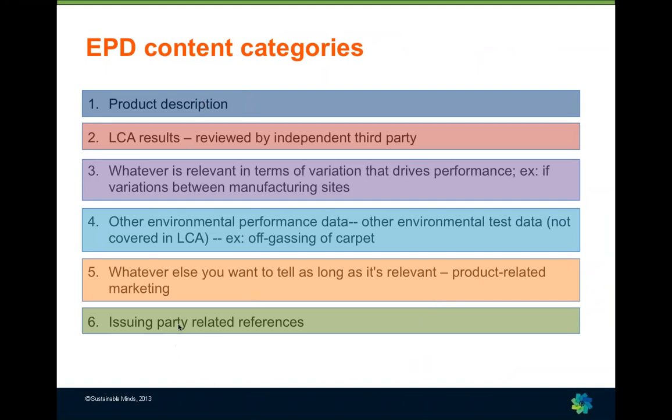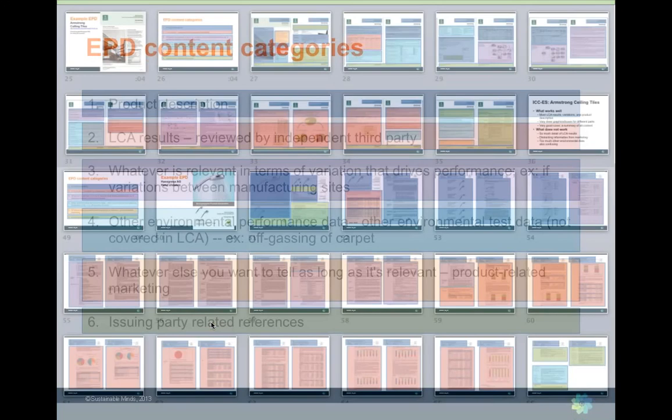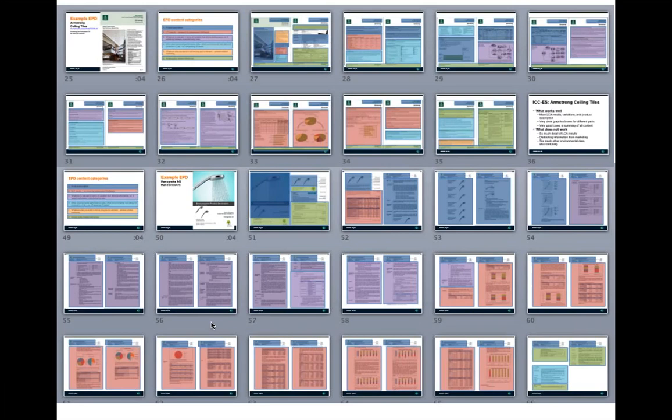We added product description and issuing party related references, and we went through each of these EPDs page by page to identify what content type was in each of these documents, so that, by zooming out, what you're seeing here is kind of the preponderance of content in each of these different EPDs. Some of them were 15 pages long, one was 20 pages long, one was 3. So very, very disparate lengths.